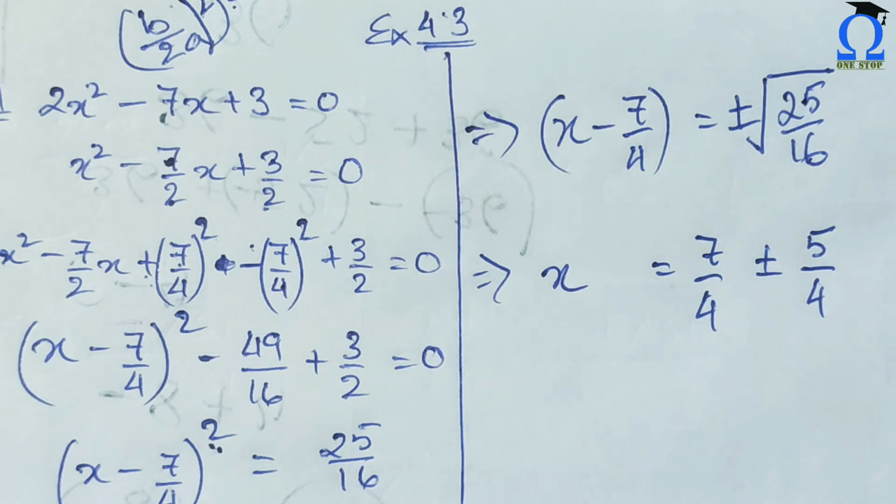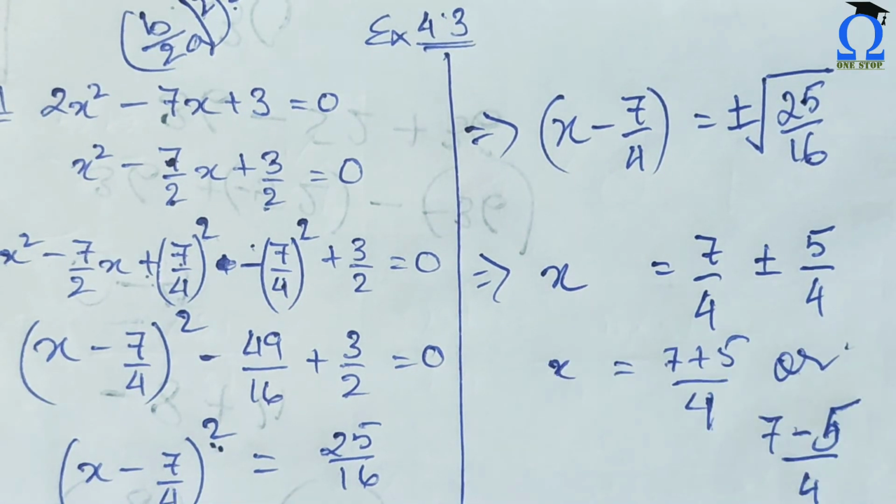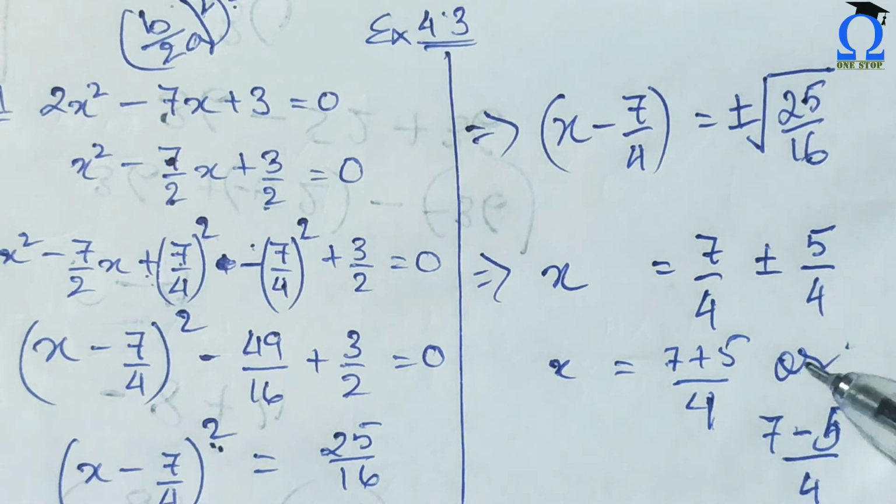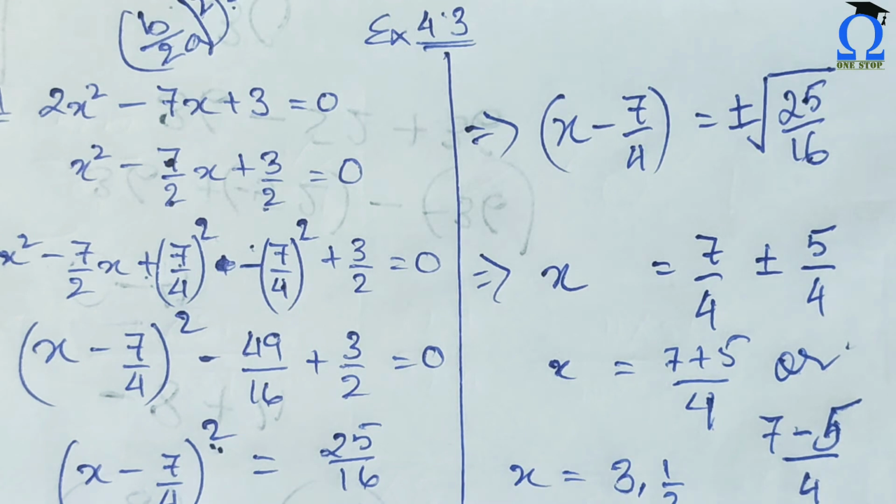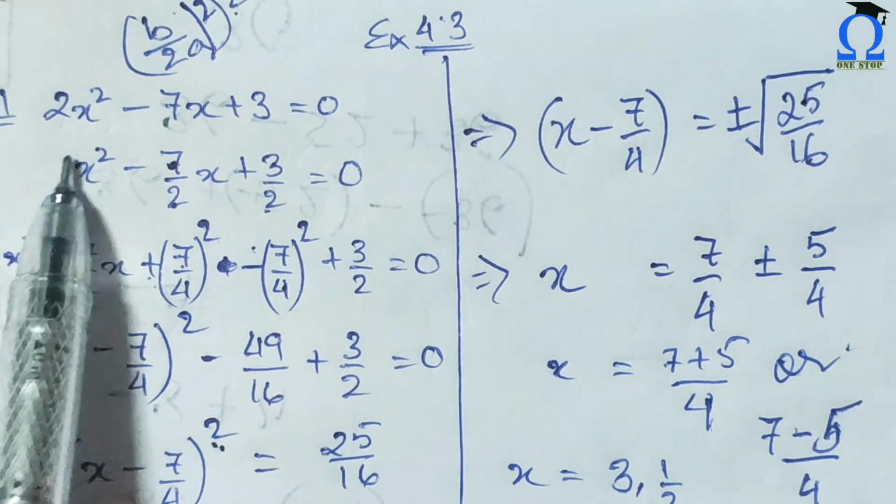We will have two answers, remember, because this is a quadratic equation. So one is 7 plus 5 by 4 and another one is 7 minus 5 by 4. So the final answer is 3 and 5. Understood? 3 and 5 are the two answers for this x. Understood?